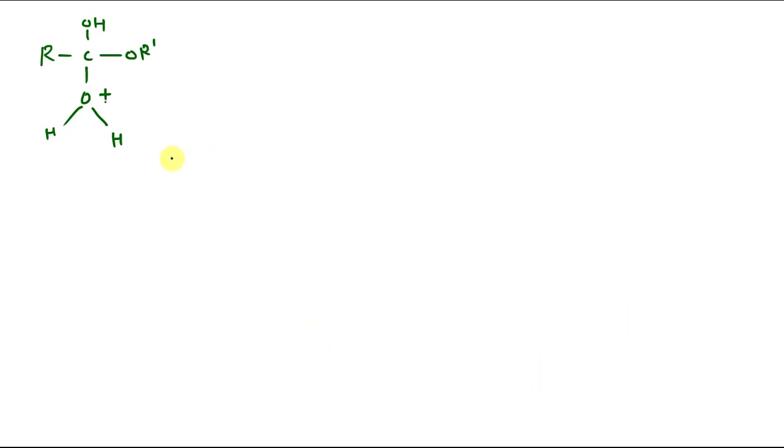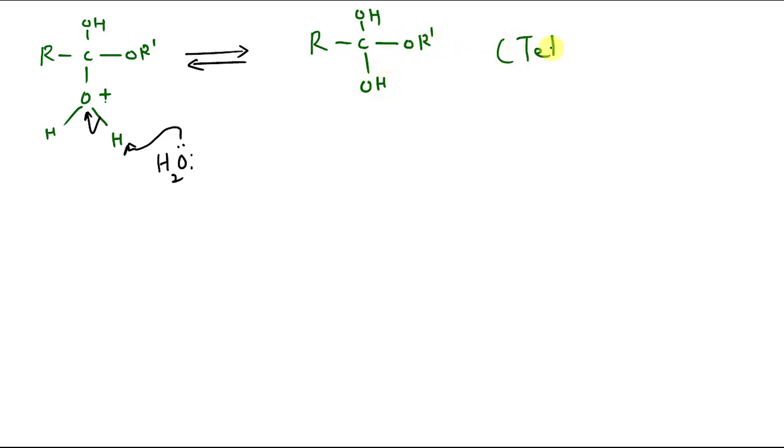So what will happen, water will abstract a proton from here, and we will get this tetrahedral intermediate. The intermediate is RC(OH)OR'. So this is the tetrahedral intermediate formed after the addition, this is the first addition.